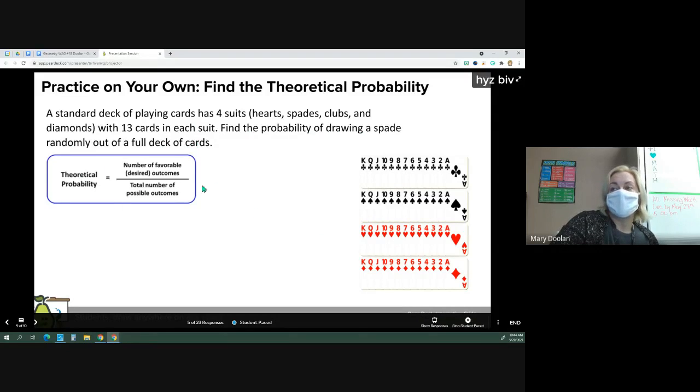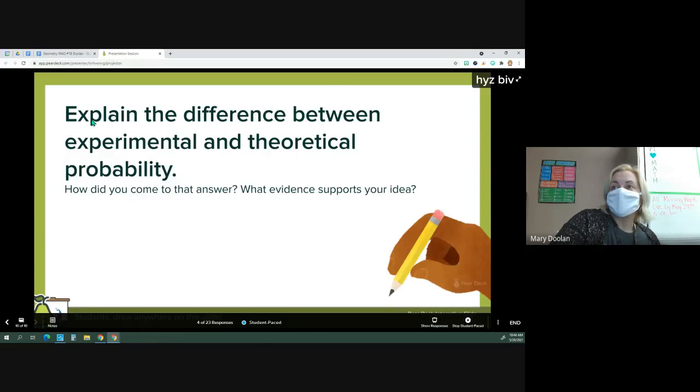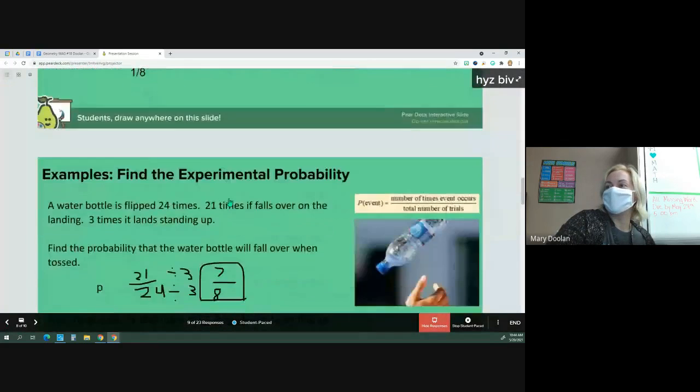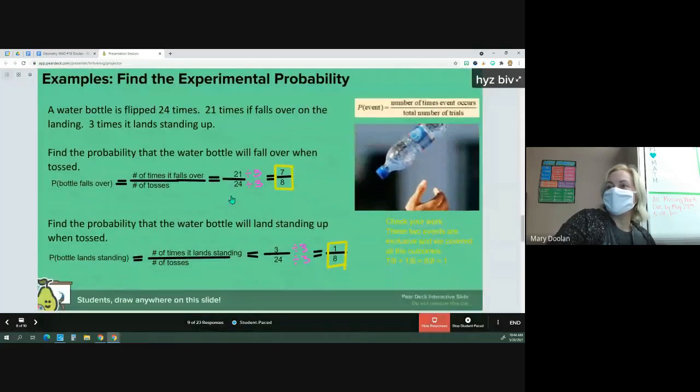So you have your formula here for theoretical probability. You have a picture here of what a full deck of cards looks like, and you're going to find this probability here. And then the last question is, can you explain to me the difference between experimental and theoretical probability? So basically, that's the I can statement. Can you do that? I'm going to leave my screen right here, and that's it for the lesson.